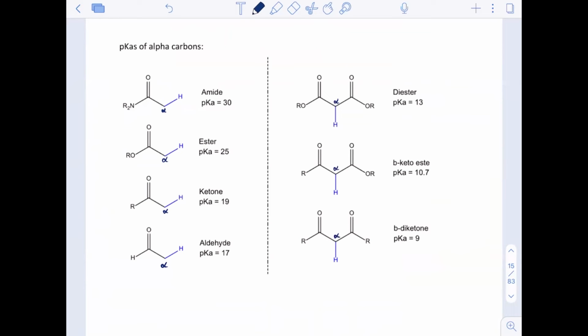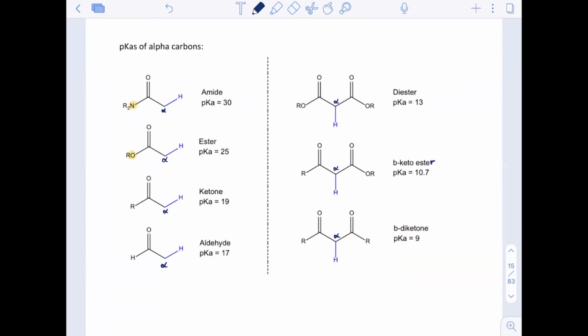Yes, even amides, esters, diesters, the beta ketone, beta diketone, beta ketoester, will all have alpha hydrogens, and those pKa's range from 9 to 30, ranging because of induction, right? So if we think about nitrogens and oxygens, they push electron density towards the carbon of the carbonyl via resonance and induction. And so those raise the pKa slightly.